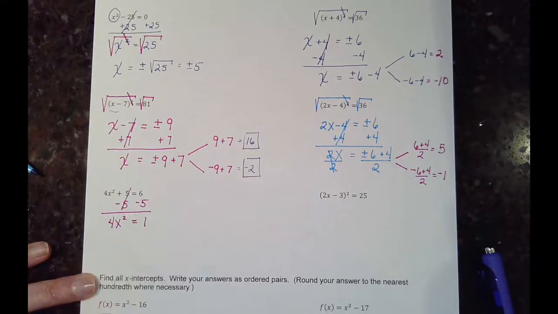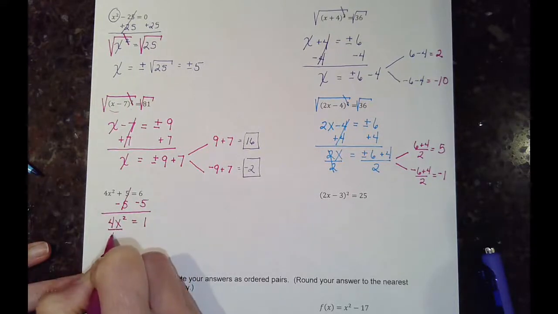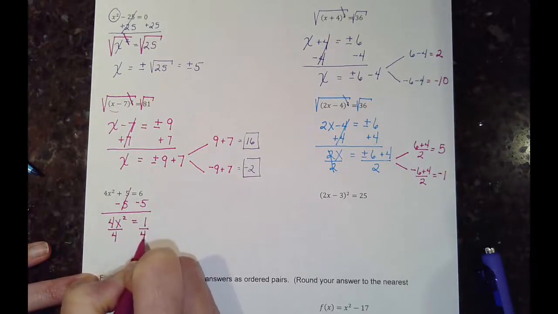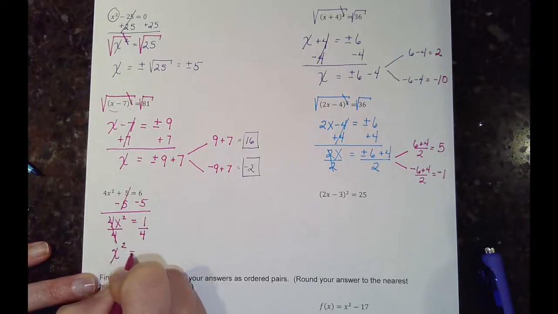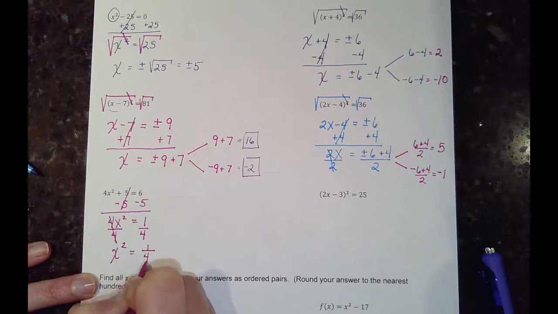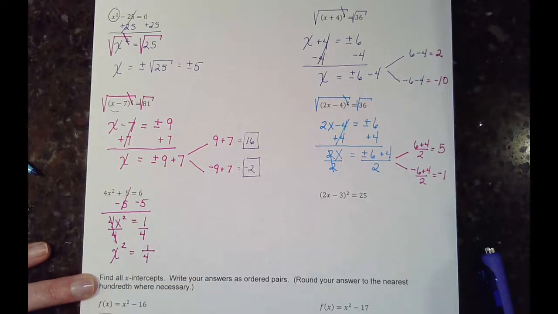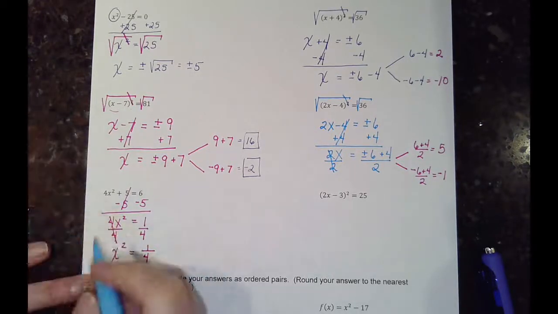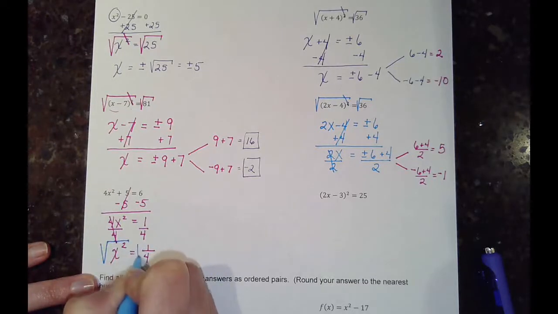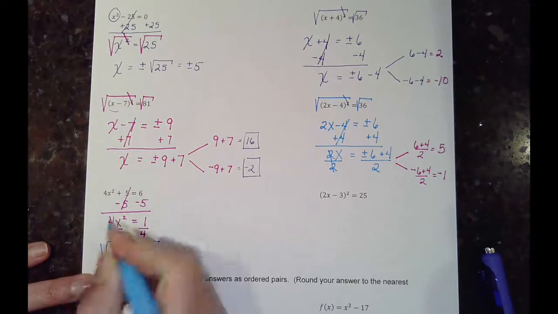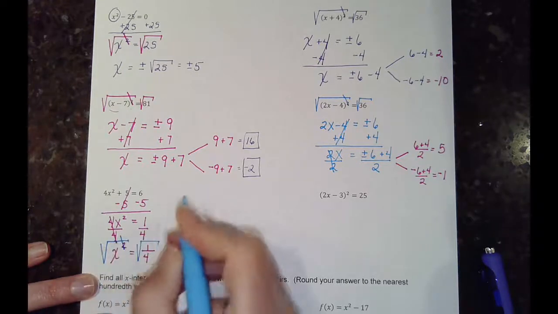And then we're going to have to divide both sides by 4. We just want something squared. That's it. So in this case, x squared equals 1/4. So now I'm in the clear. I can take the square root of both sides. The square and the square root will cancel.